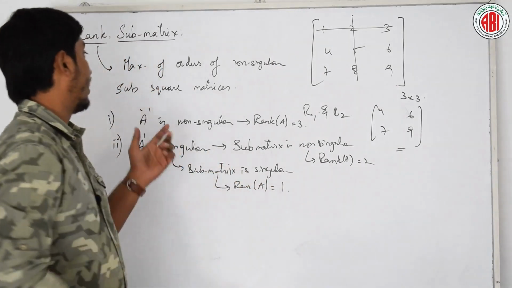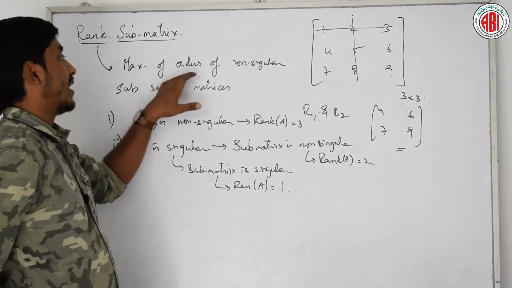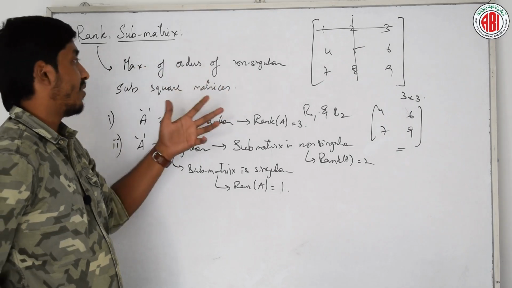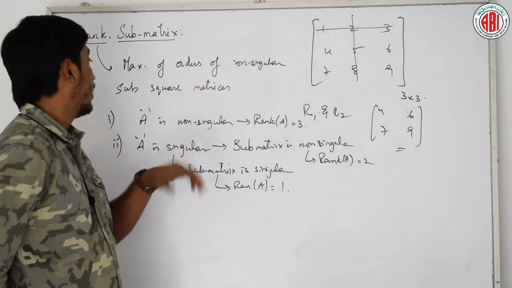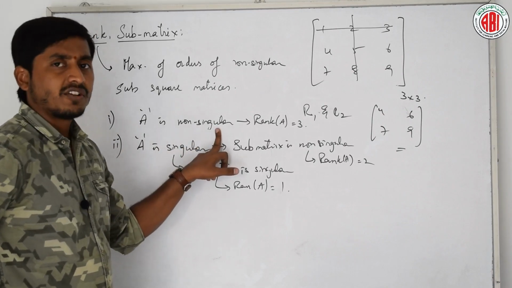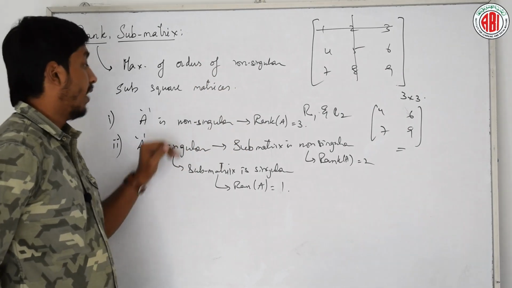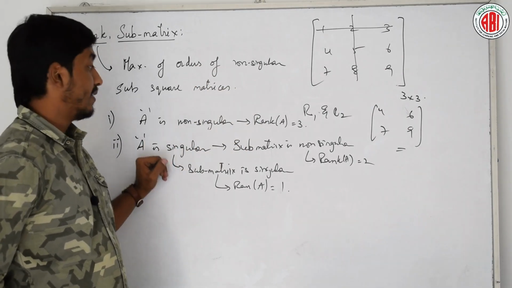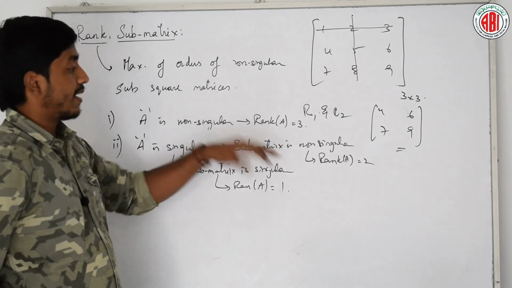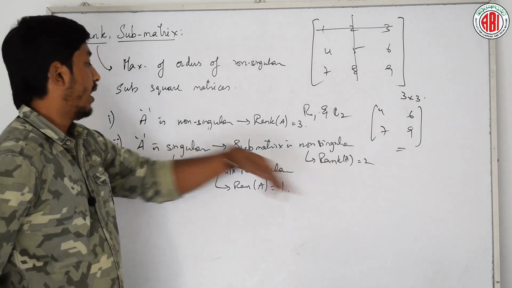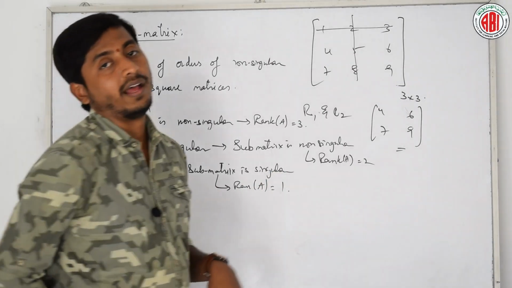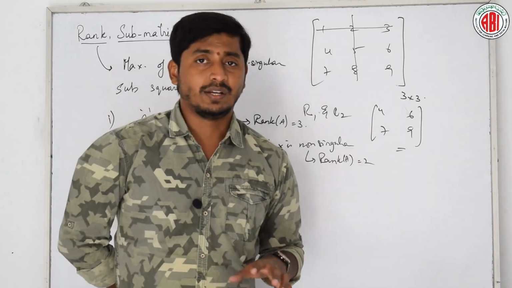Fine. Again, let me tell. Rank is defined as the maximum order of non-singular sub-square matrices. First condition, we have to check whether A is non-singular. If A is non-singular, obviously rank is 3. If A is singular, we have to check whether the submatrices are singular or not. If A is singular and a submatrix is non-singular, then the rank is 2. If A is singular and all submatrices are singular, then obviously rank is 1. Is it clear? Did you understand?